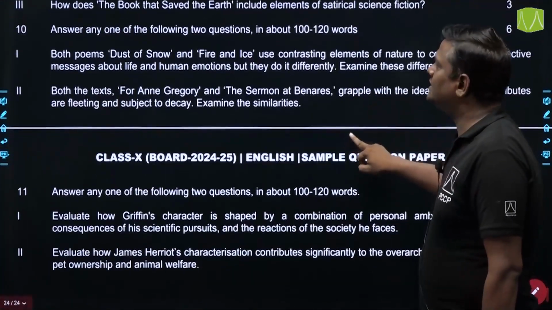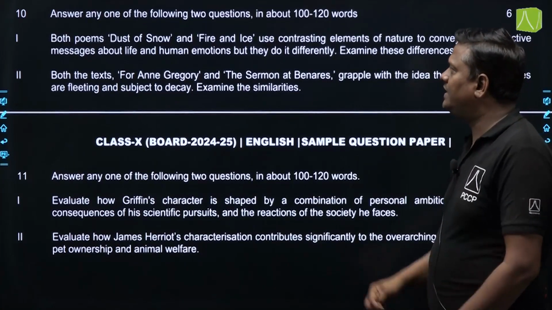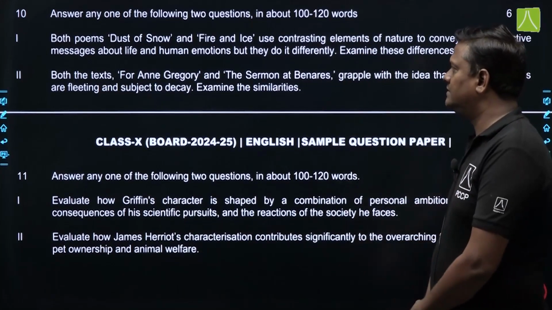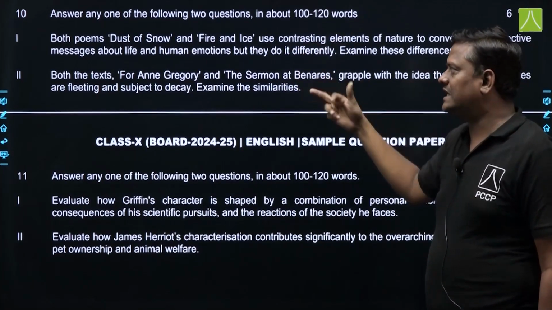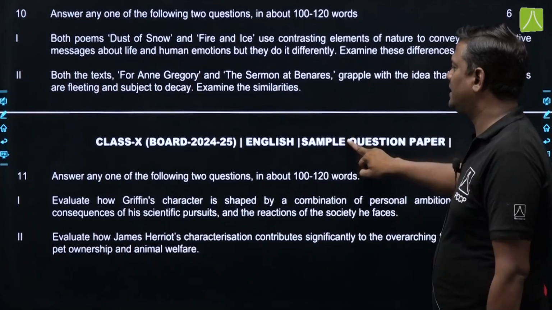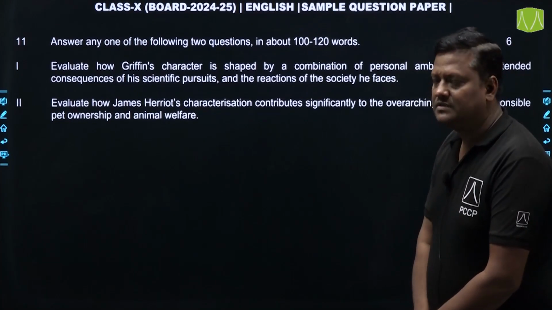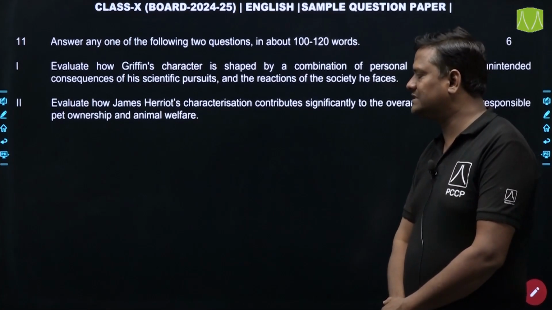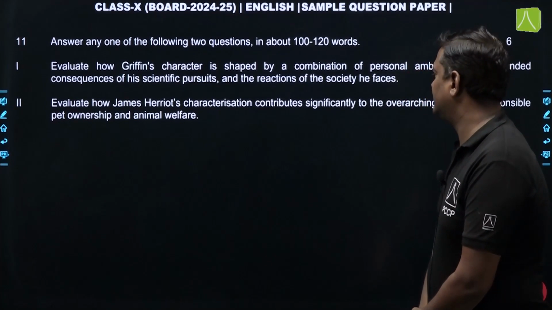Then we have to answer long answer questions. First question will be from First Flight. We are given 2 questions in this, but we have to solve any one. Like here, we are having the first question from poems and the second question is from chapter Gregory and Sermon at Banaras. Then the last question, question number 11, is from Footprints Without Feet. We are given two questions in this and we have to solve any one. Marks weightage is 6 marks for question number 10 and 11.